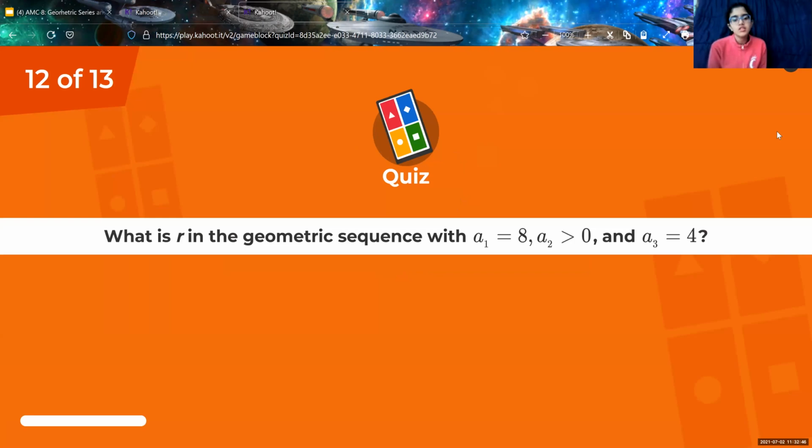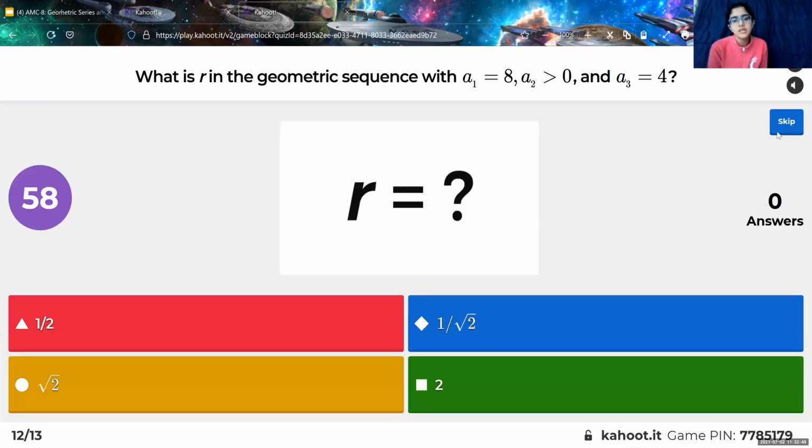So what is r in the geometric sequence with a1, or the first term, equals 8, and the second term is greater than 0, and the third term is 4? Remember that the common ratio in this instance has to be positive. Otherwise, it won't make a2 greater than 0.